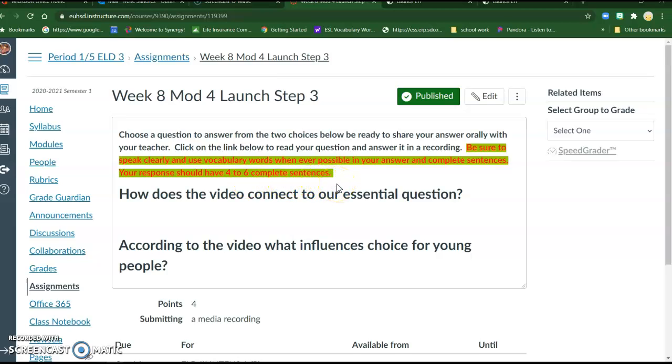So that's the criteria. That's how I'm going to grade you. I'm going to listen for 4 to 6 sentences. I'm going to listen to see if you could incorporate any of the vocabulary that we've reviewed in class into your answer. Please remember, I showed you already where the video is. It is in the launch section. Okay? This should take you about 10 minutes. It's just a speaking exercise.